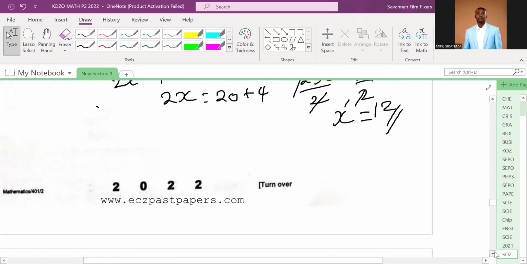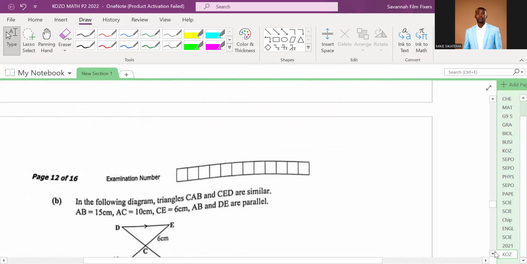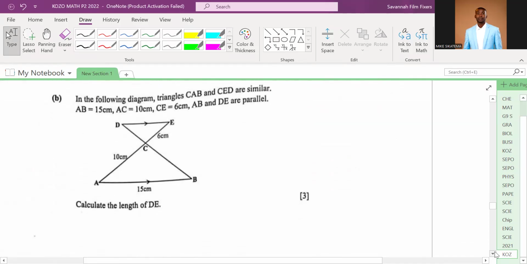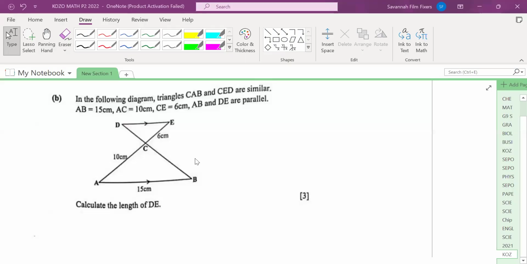So let's move on to this question here. So this here is similarity and congruency, right? That's the topic, similarity and congruency. So there's like a small triangle. Oh, it's logged out. So here it's similarity and congruency. We have a small triangle above here and a big triangle below.